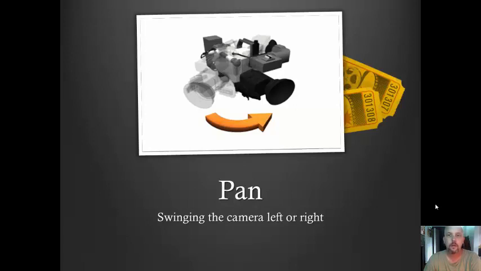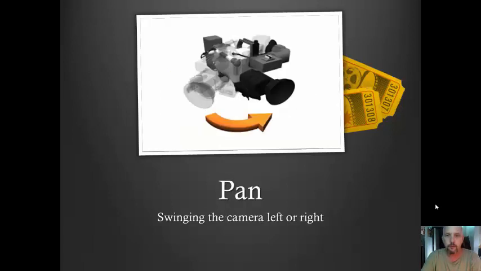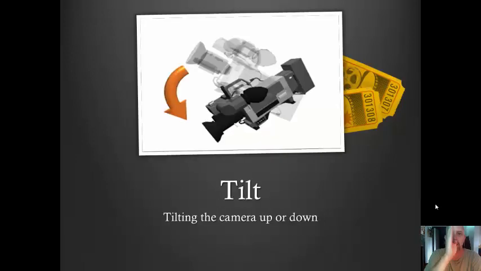It's where the camera stays in one position but moves left and right. So if you're holding the camera, you would simply move it like this without moving yourself. Now, the tilt, same thing, but you're moving the camera up and down. So we have the pan, left to right, and the tilt, up and down.